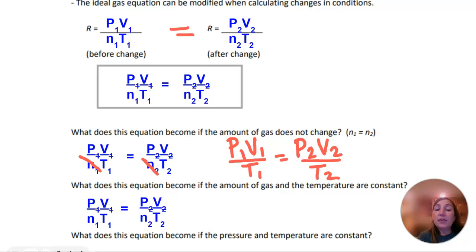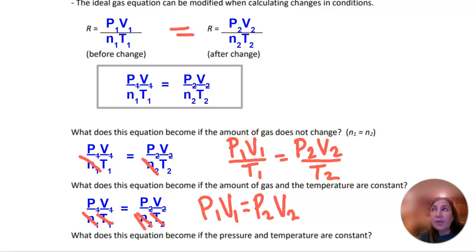Okay, so if amount of gas is constant, the n's are constant. If temperature is constant, the T's are constant. We will get P1V1 equals P2V2. Wait a second. Have we seen that before? Do you know what law that is? It's Boyle's law, right? That one we know as Boyle's law. So we can derive the other gas laws actually from this, what we call a combined gas law. So I would really say that these are different combined gas laws.